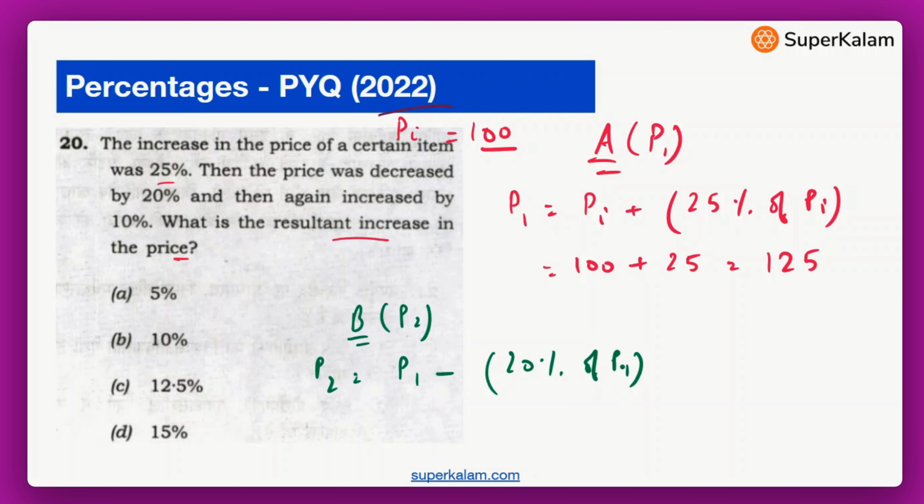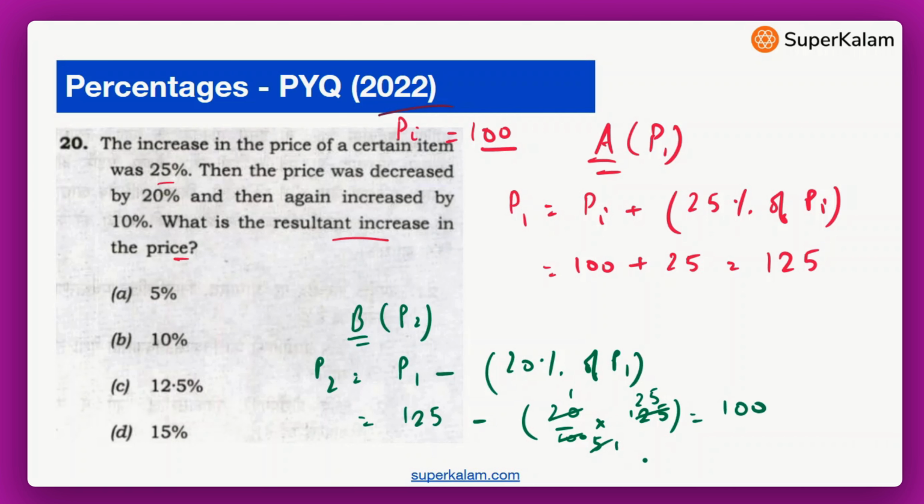Correct? 20% of P1. This will be 125 minus 20 upon 100 of 125. Okay, if we solve this, it will become 1 by 5 and 25. Okay, so 125 minus 25, this is again 100.